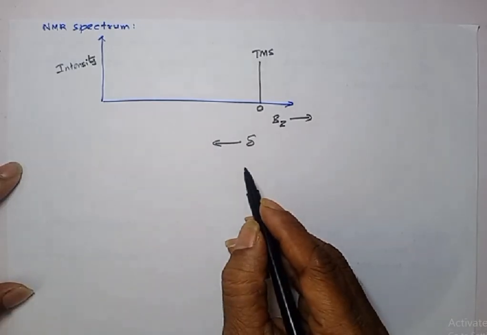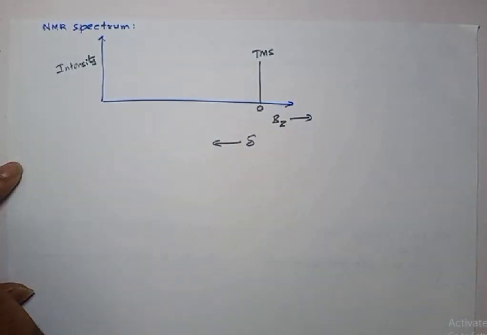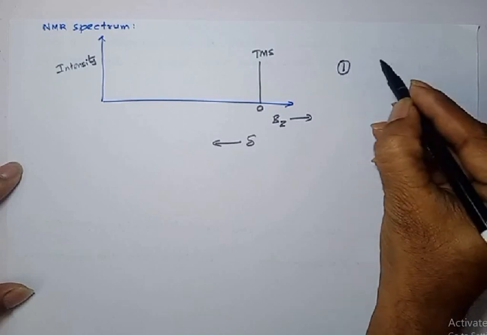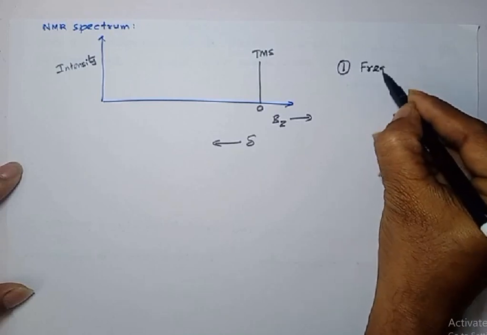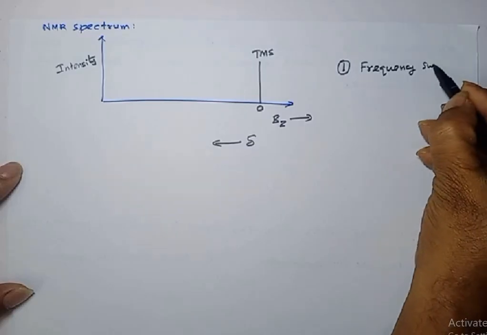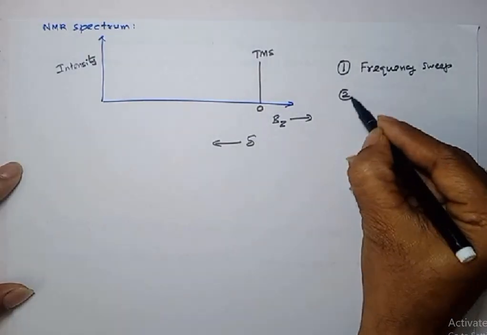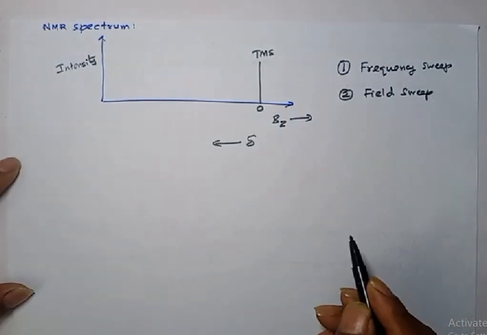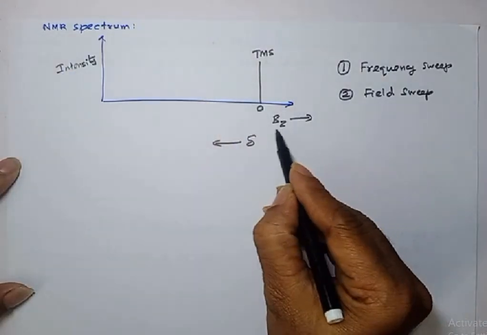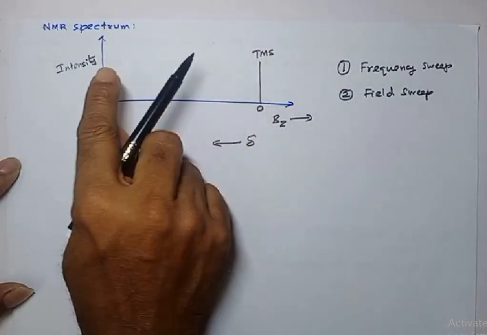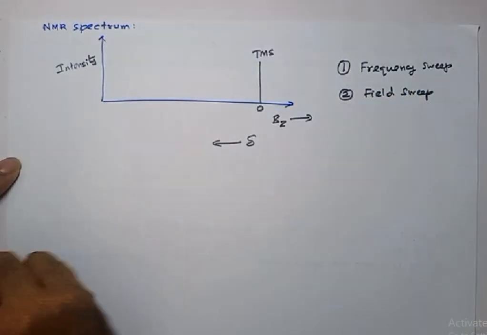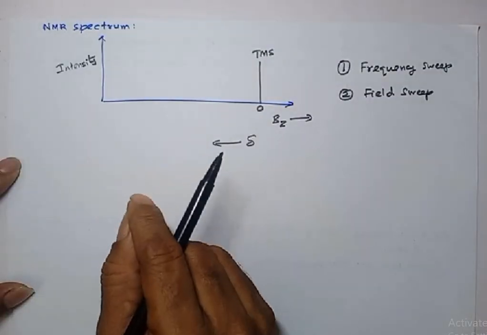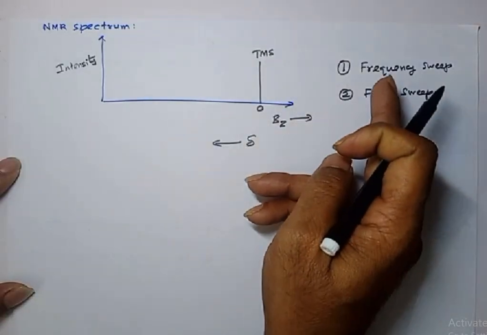Listen carefully. While plotting an NMR spectrum, there are two ways by which we plot it. One is called the frequency sweep method. The other one is called the field sweep method. When you plot intensity versus external magnetic field strength, it is called the field sweep method. If you plot intensity versus frequency of the radio frequency radiation, then it is called the frequency sweep method.